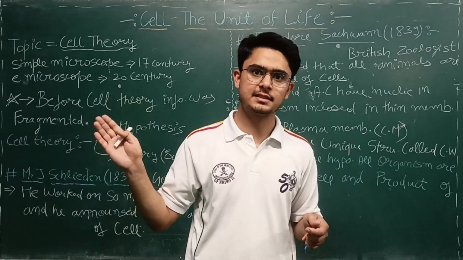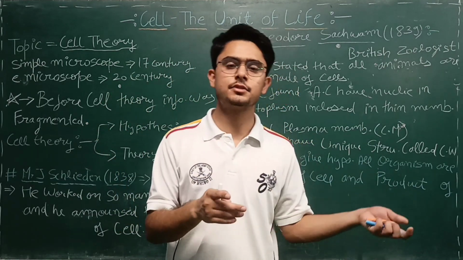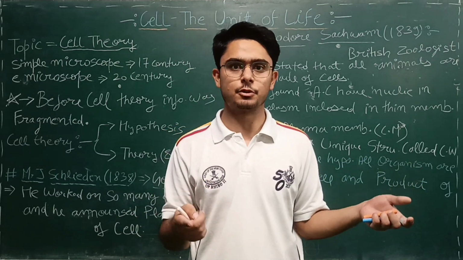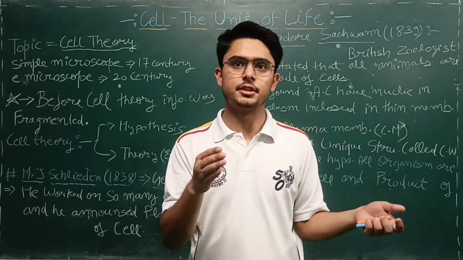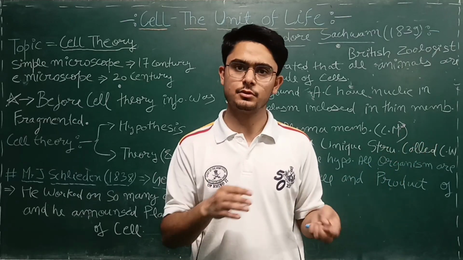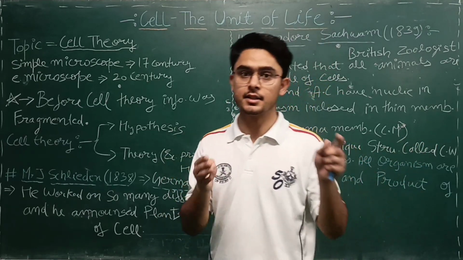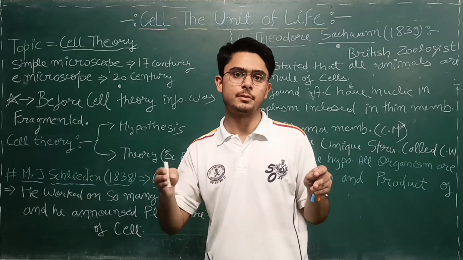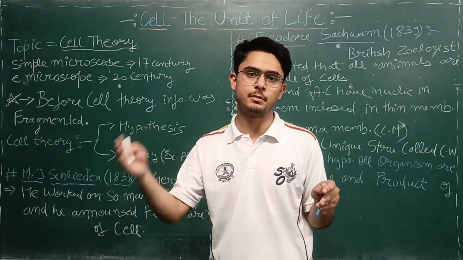And those cells, like the prokaryotic cell, have a size of around 3 to 5 micrometers, and the eukaryotic cell has a size of around 10 to 20 micrometers. So there is a very big difference. It's aligned with the development and improvement of microscopes.